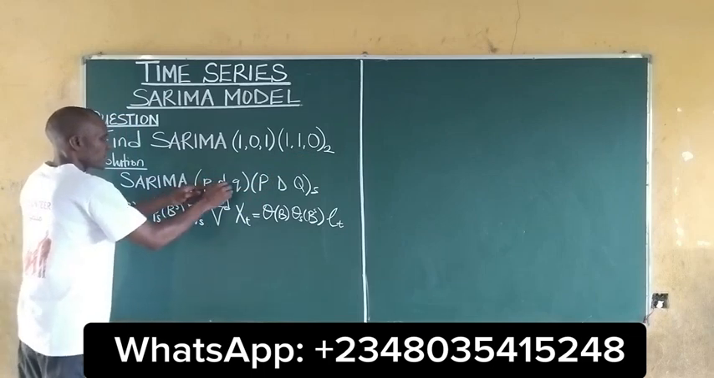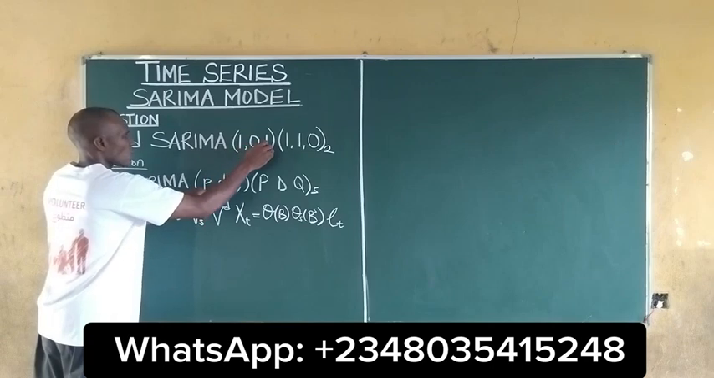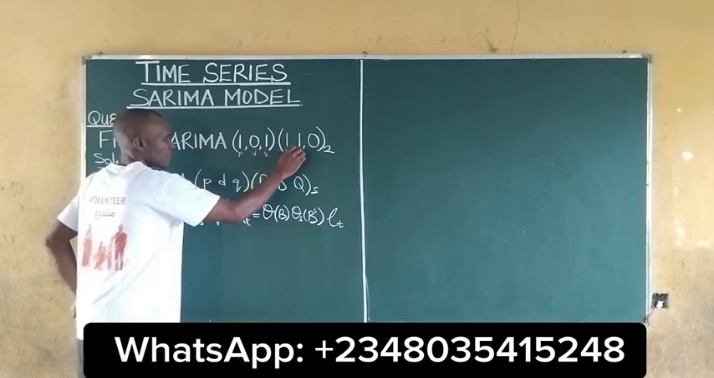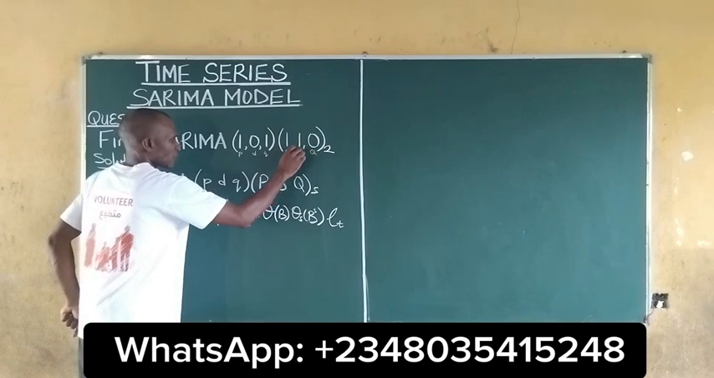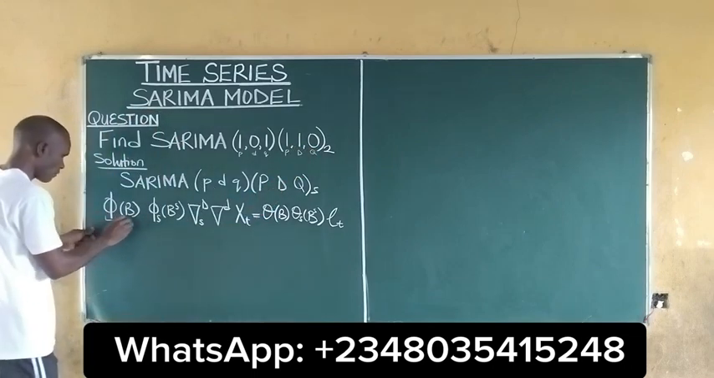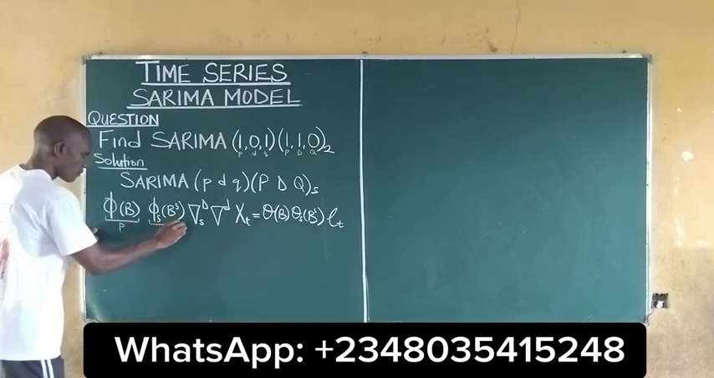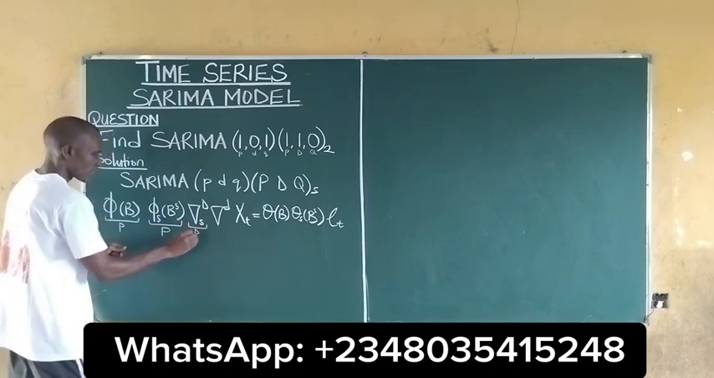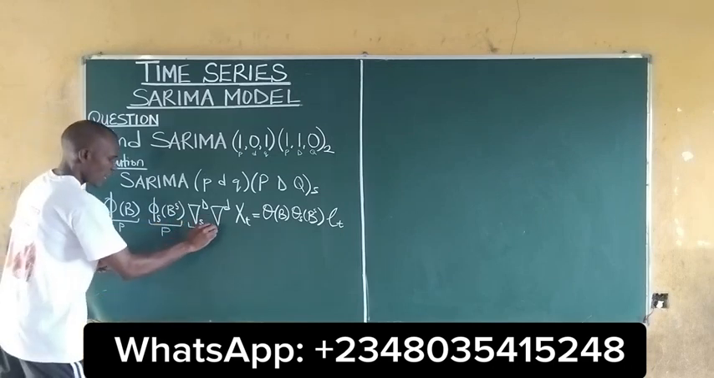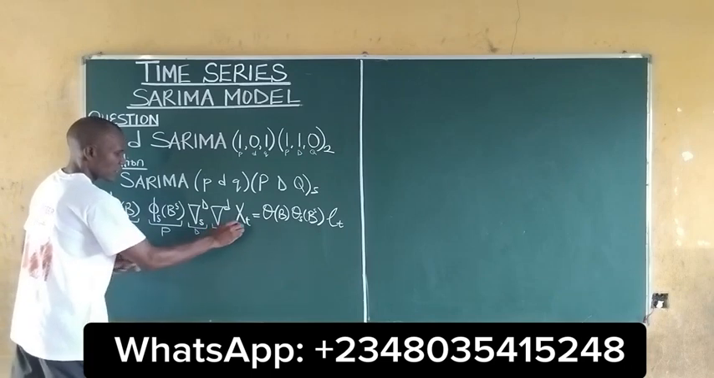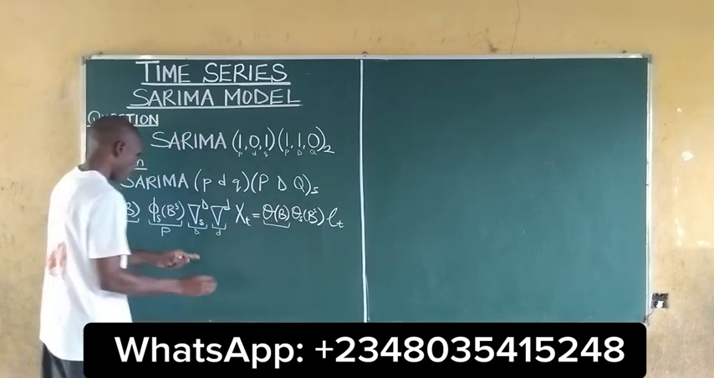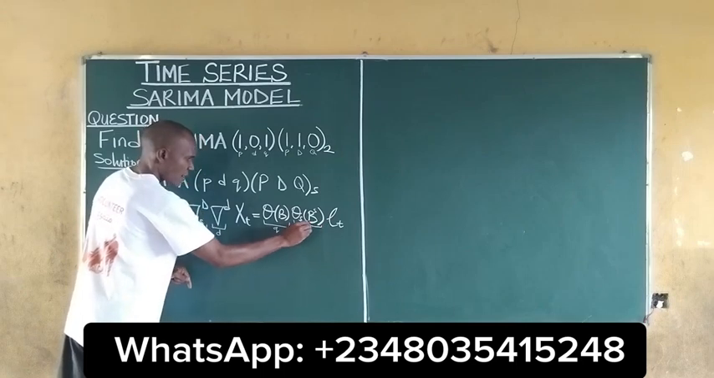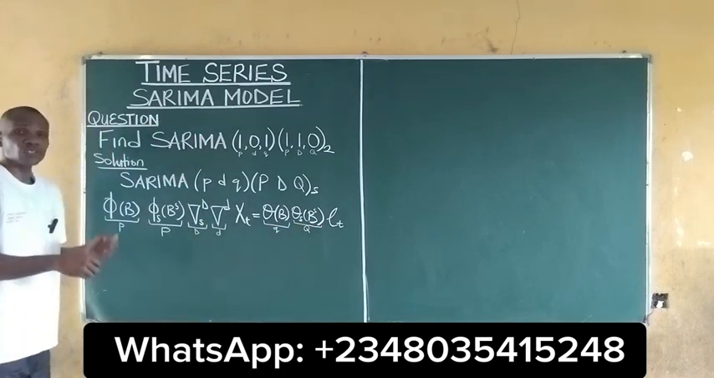Now we should note that we can use (p,d,q) to compare with (1,0,1). That means here is small p, small d, and small q, and then capital P, capital D, and capital Q. The whole of this is our capital P, this is the seasonal difference, this is the small d, this is our time series, while here is our small q, and this part is our bigger Q. So the next thing to do is to compute.